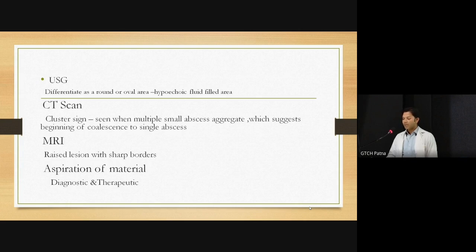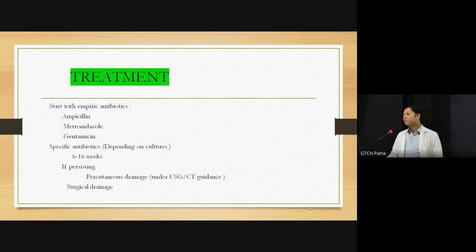Let's talk about the MRI. MRI findings: a raised lesion with sharp borders. Aspiration of the material: if you aspirate the material, it is used for both diagnostic and therapeutic purposes. Let's talk about the treatment.